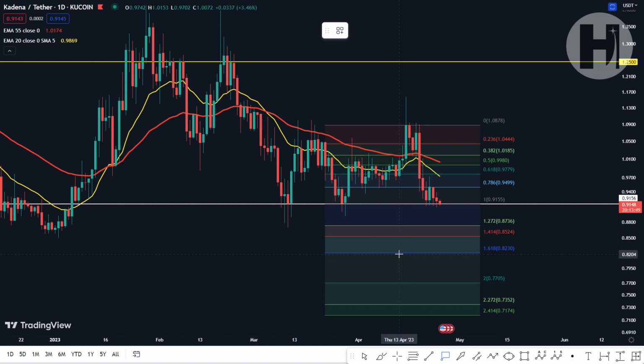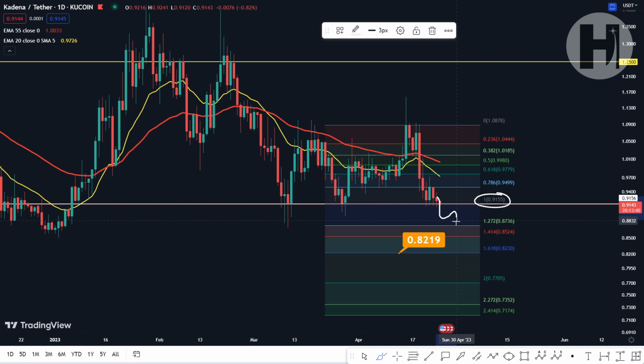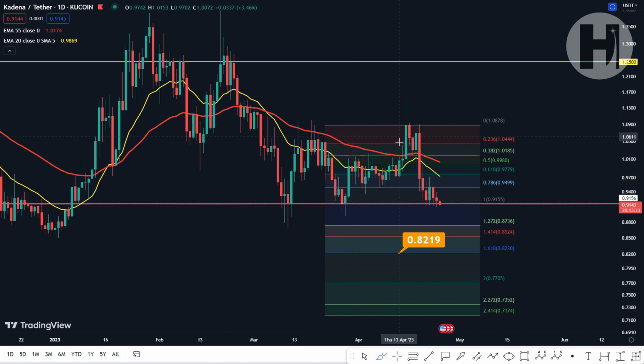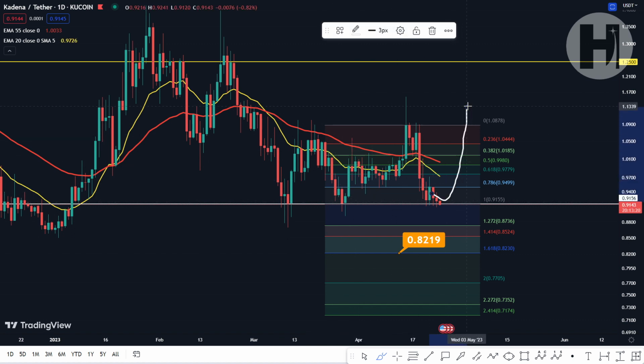The 1.618 here at 82 cents roughly is going to be your target, only if you start losing 91.5 cents. So if you start pulling back down, you have the 1.272, the 1.414, and then the 1.618 as your major target. So those are the levels that you could be targeting based off of this local high in April and this local low in March. Of course, we could also see a break to the upside and a bounce from here. That is also something that we could see, obviously.